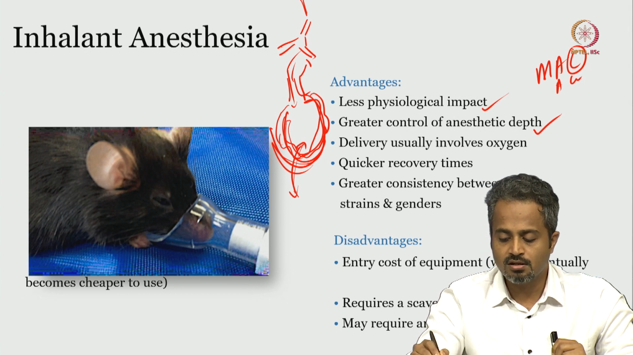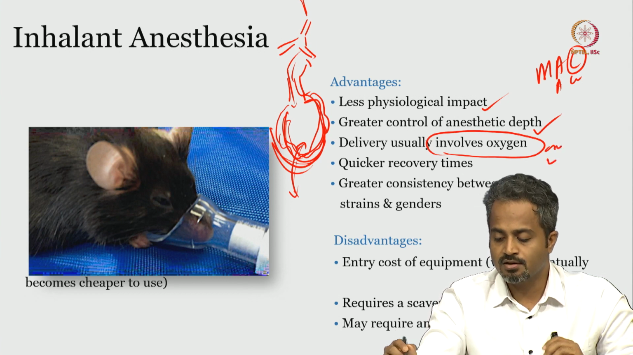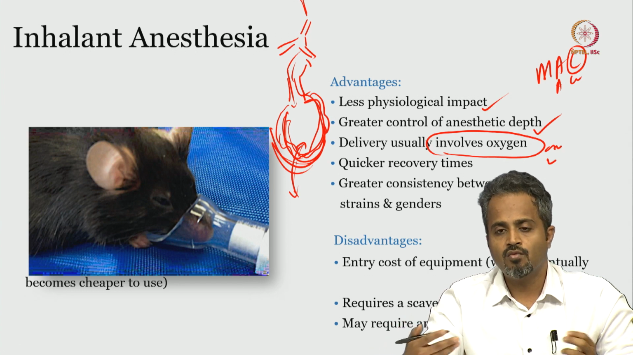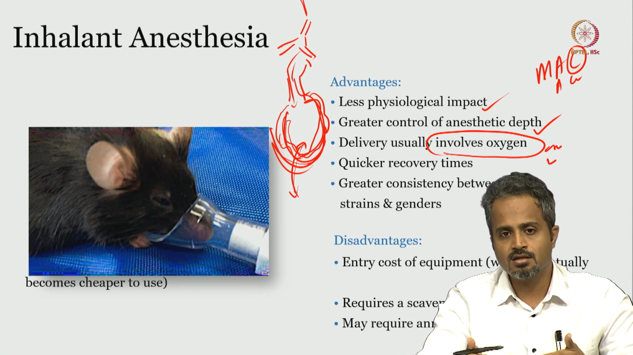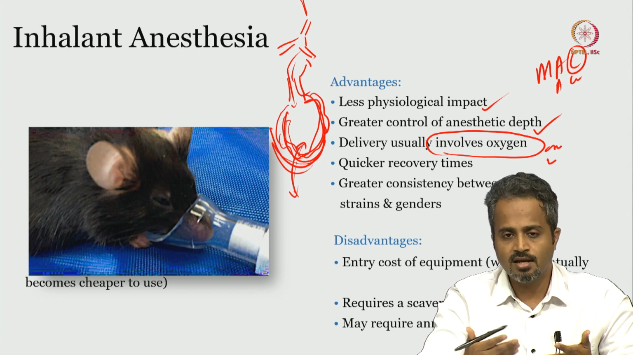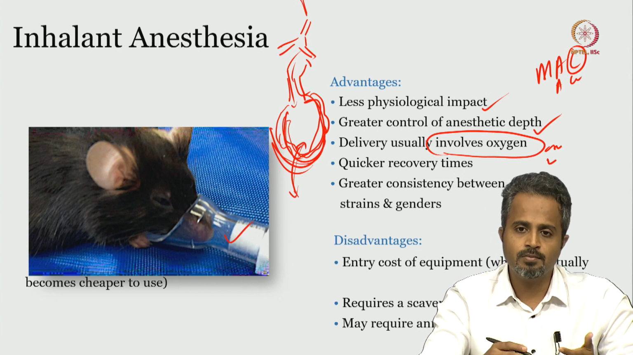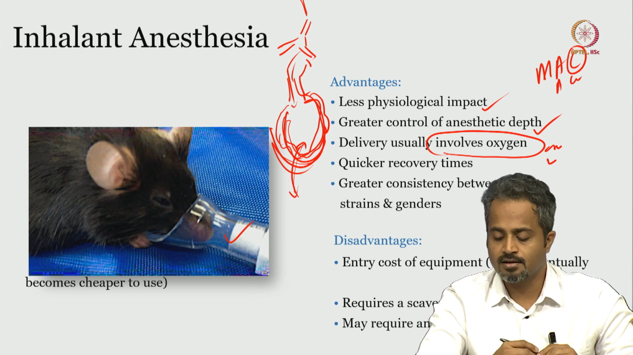And delivery usually involves oxygen. So there the oxygen is taken care of. All right. So that is a major attractive feature, where it is generally mixed with oxygen. With an injectable anesthetic, you are injecting the drug and you can supplement with oxygen, whereas with a delivery such as this, the drug is mixed with oxygen, and there is special equipment present to make sure that the rat breathes it in. This becomes really attractive.